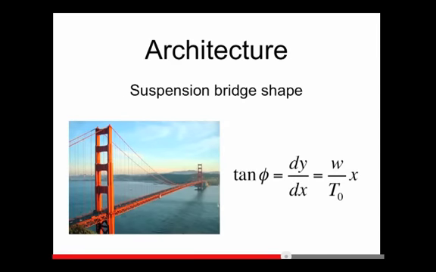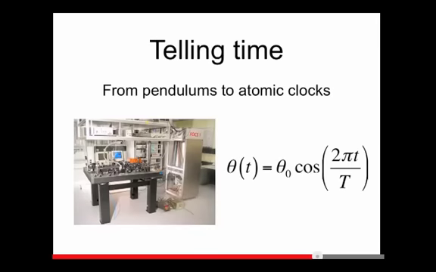If you want to be an architect, you better know your trigonometry. Architecture is all about balancing forces and keeping structures stable. For example, if you want to build a suspension bridge, how do you calculate the shape of the wires that hold the bridge up? Well, you'd use trigonometry. From the dawn of time, trigonometry has been helpful in telling time, from sundials to pendulums to atomic clocks. Here's an equation for the position of a pendulum as a function of time, involving the cosine.